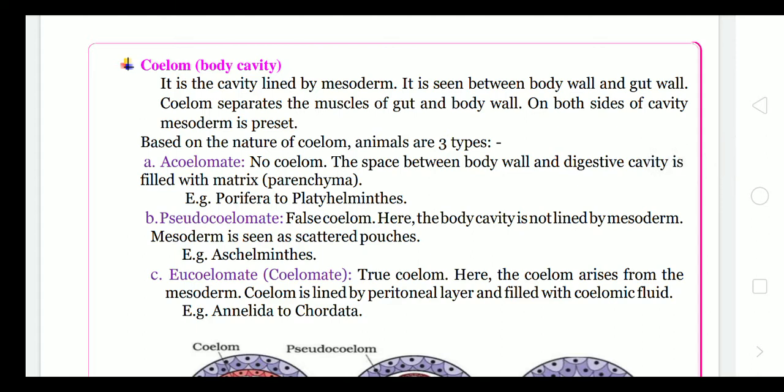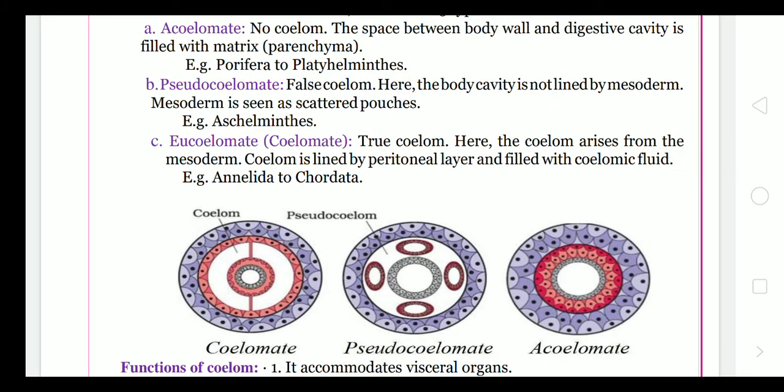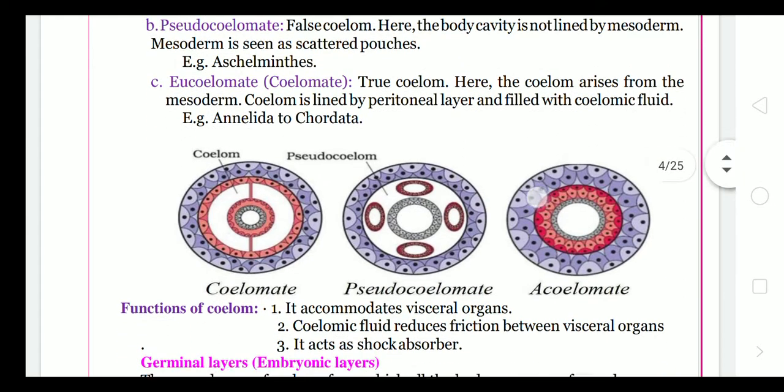Next is the coelom, or body cavity, which is a cavity lined by mesoderm. In our body, three germ layers are present: the outer one is ectoderm, the inner one is endoderm, and the middle one is mesoderm. No coelom means acoelomate. A false coelom, which acts like a coelom but has no perfect and complete mesoderm lining, is pseudocoelomate. And eucoelomate or coelomate is a true coelom, where the three germ layers are seen and the cavity is filled with coelomic fluid.